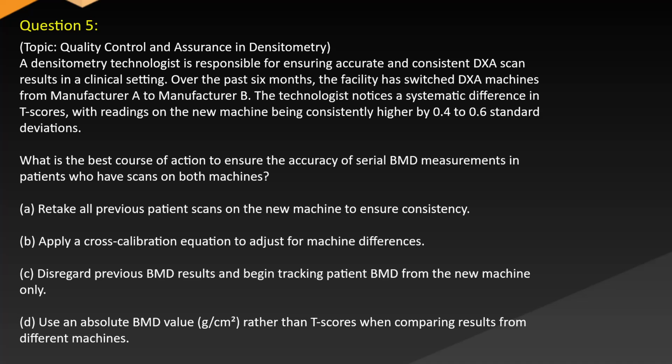A. Retake all previous patient scans on the new machine to ensure consistency. B. Apply a cross-calibration equation to adjust for machine differences. C. Disregard previous BMD results and begin tracking patient BMD from the new machine only. D. Use an absolute BMD value, g/cm², rather than T-scores when comparing results from different machines.